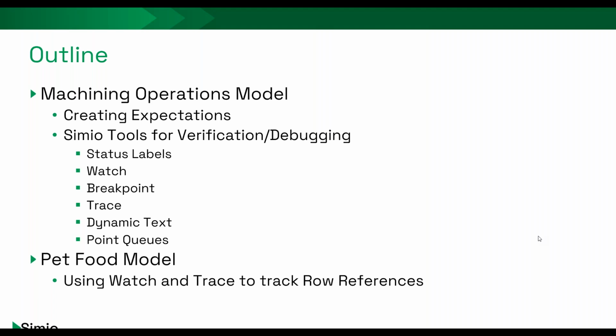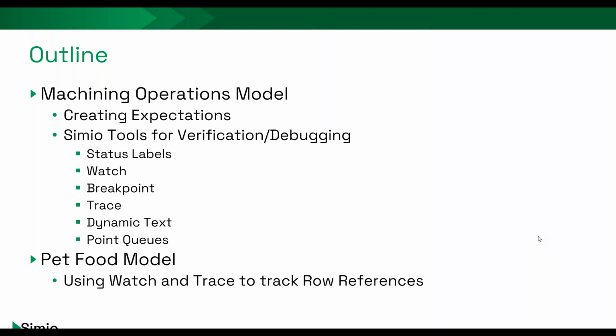So we'll discuss status labels, watch, breakpoint, trace, dynamic text, and point queues. Some of these you may be familiar with if you're more on the expert side of modeling, and some of these you may be less familiar with if you're kind of newer to this whole process. And some of these, even though you may be experienced, you may have forgotten about. So it's always good to remind ourselves about what tools exist.